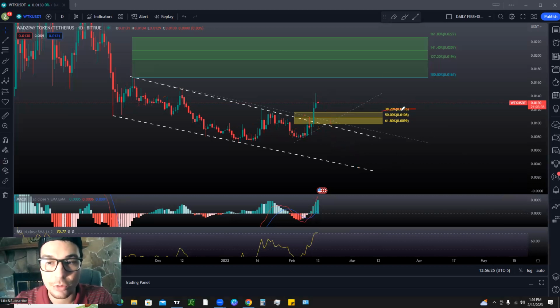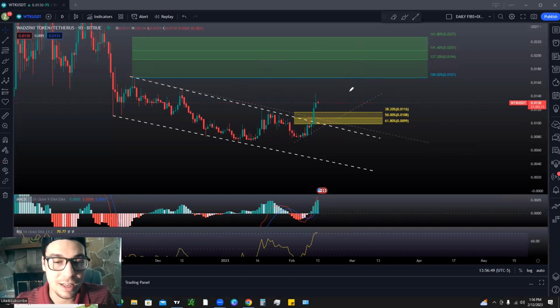Now, our three major retracement levels specifically are going to be 0.0116, 0.0108, and 0.0099. If we do end up getting some type of a pullback, we want to hold above these three levels and ultimately push higher and hit our breakout level to see if we can get a bullish breakout and potentially make a higher high above that level.